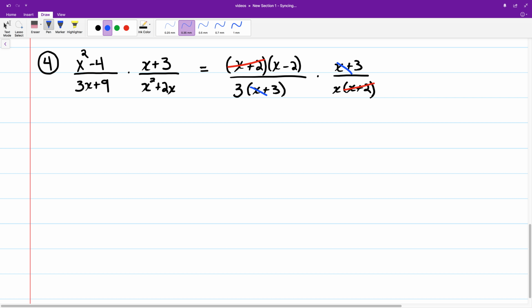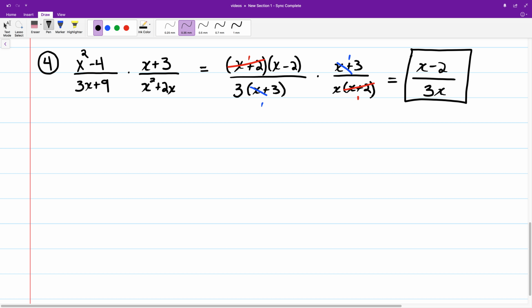And it turns out that for both x plus 2 and x plus 3, those would just go to 1. And in terms of what we have in simplest form, in the numerator we have only x minus 2, and in the denominator we have 3x. So you have 3 times 1 times x times 1, so we end up at 3x. So the final answer in this one is x minus 2 over 3x.